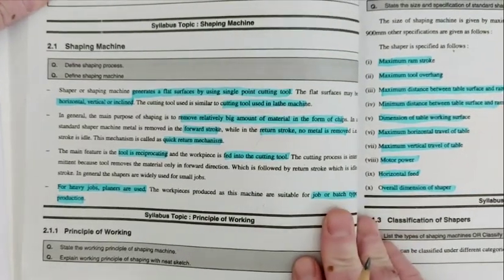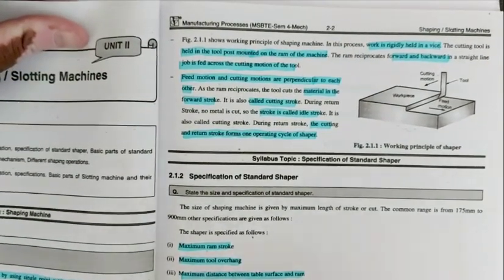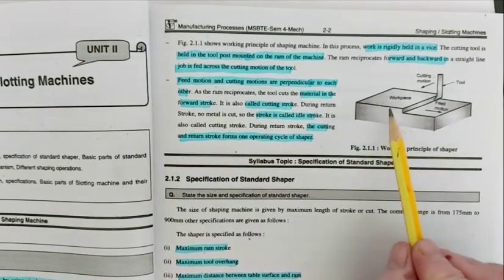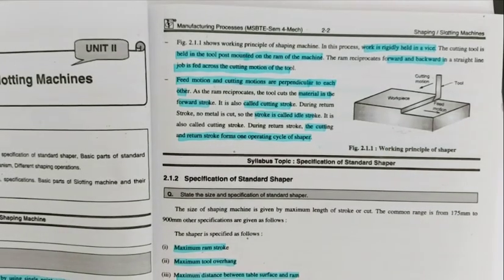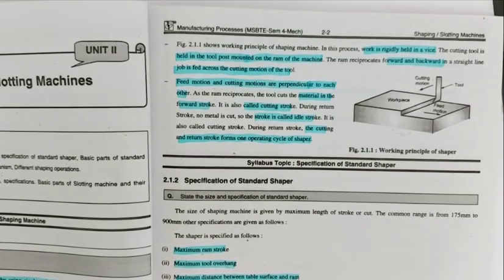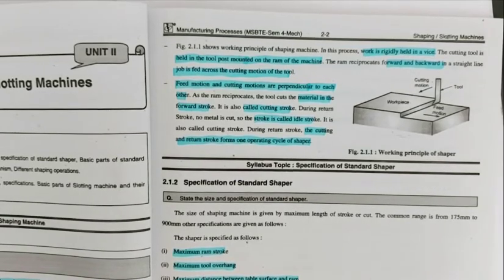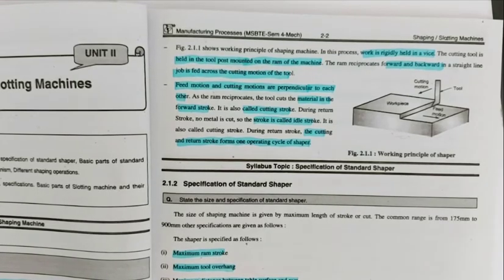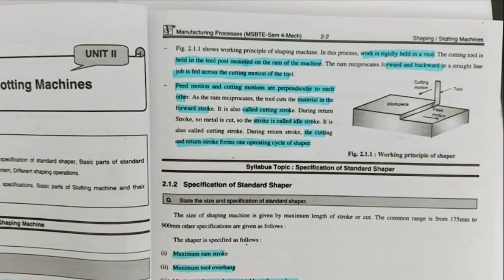Principle of working I have told you. Principle of working: the workpiece is rigidly held in the vise, and the cutting tool is held in the tool post mounted on the ram of the machine, and the ram reciprocates forward and backward in a straight line. The job is fed across the cutting motion of the tool. Feed motion and cutting motion are perpendicular to each other.